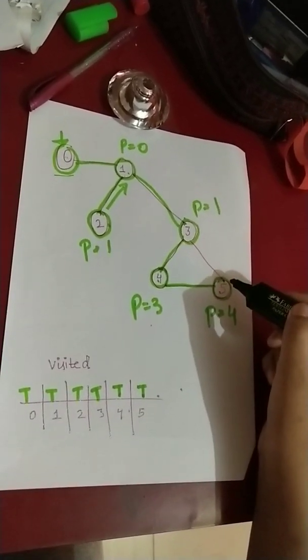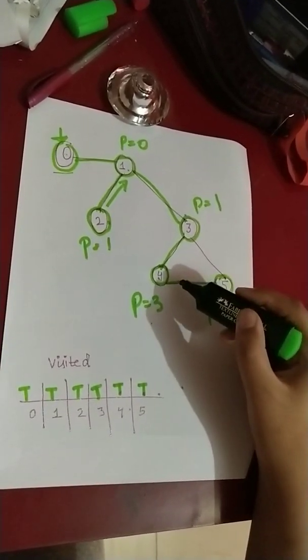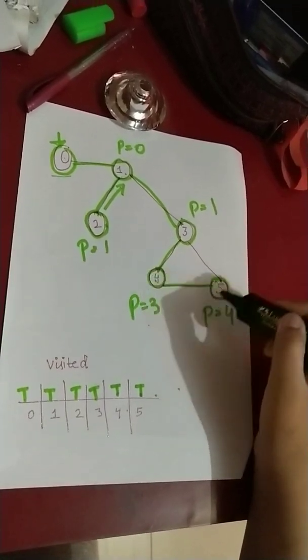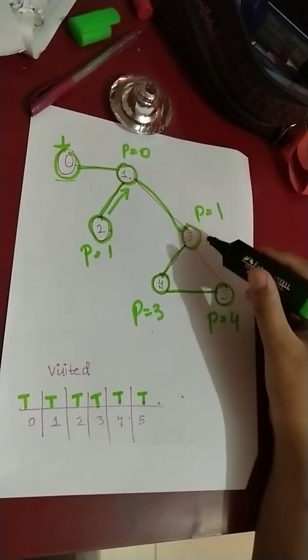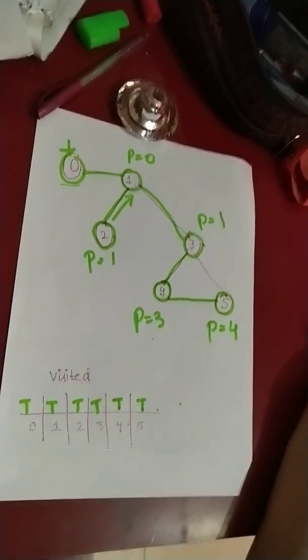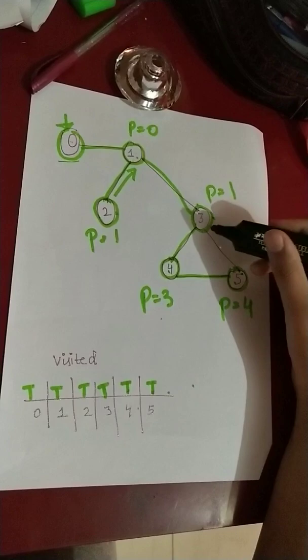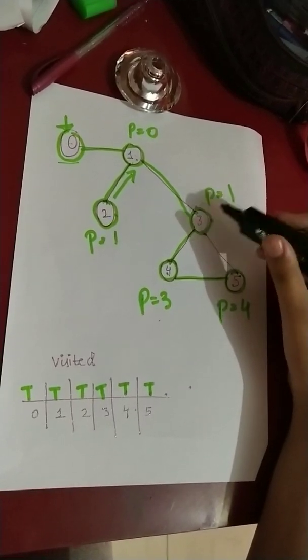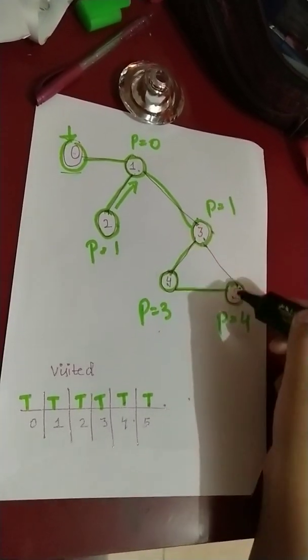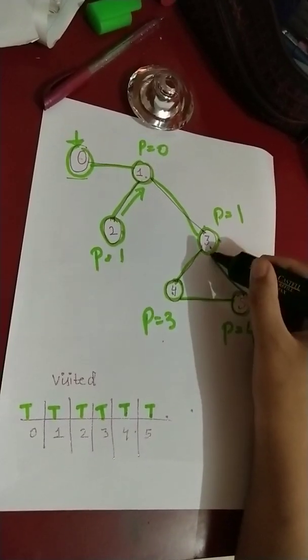From 5, I have two options again. 1 is the parent, so I'm not going to go there. Next one is 3. But 3 has already been visited. So if from a node I come to a node which has already been visited and which is not the parent for this node, then there is a cycle.